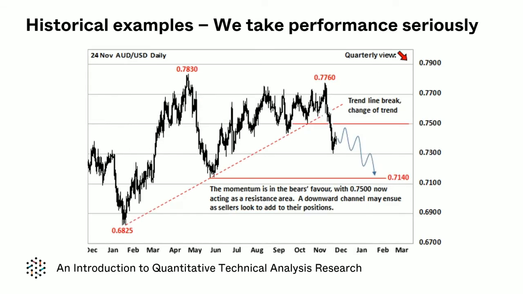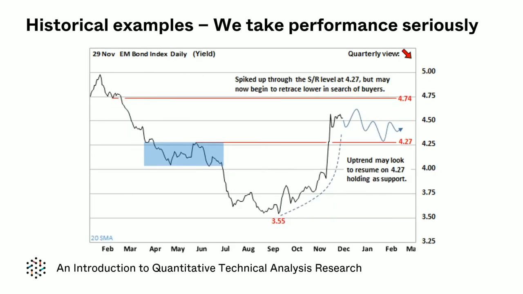Here is another example, this time of the Australian dollar versus the US dollar, calling for a sharp downside reversal to occur based on the break of a prominent trend line. This is a great example of the power of being able to forecast structural breaks. And finally, we have the emerging market government bond index yield, with our expectation for the market to retrace lower in a set flag formation. This demonstrates QTA's ability to fully capture the complex behavior of asset price movements.